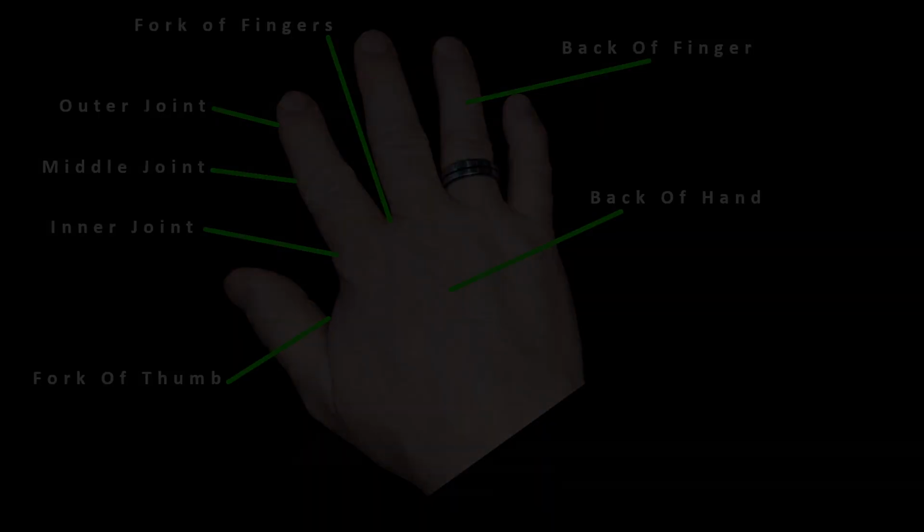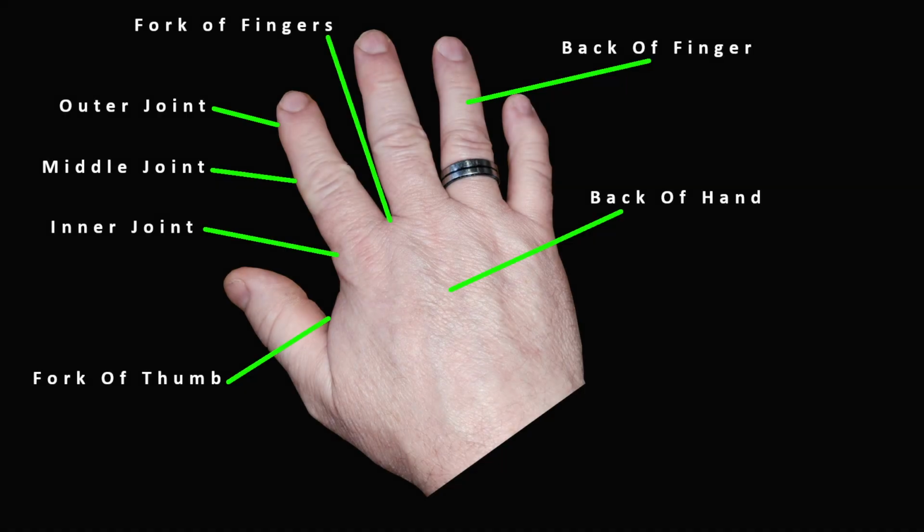So let's start with the back of the hand for hand anatomy. And on the bottom left side there, we have the fork of the thumb. Moving up, we have the inner joint, the middle joint, and the outer joint. So these are basic positions. We also have a fork of fingers. We have the back of the finger, and we also have the back of the hand.